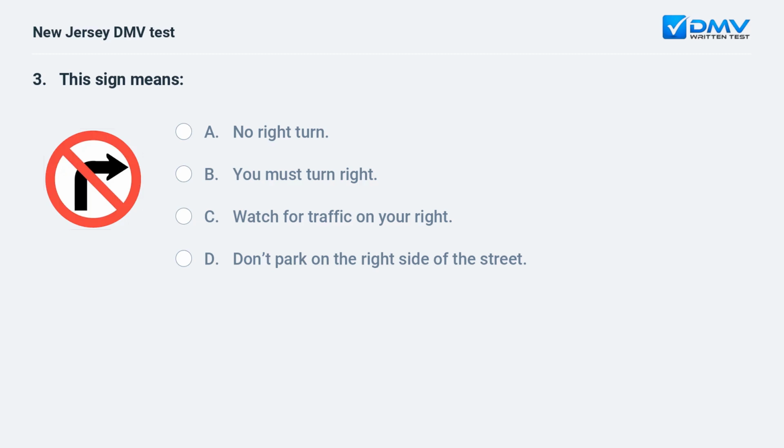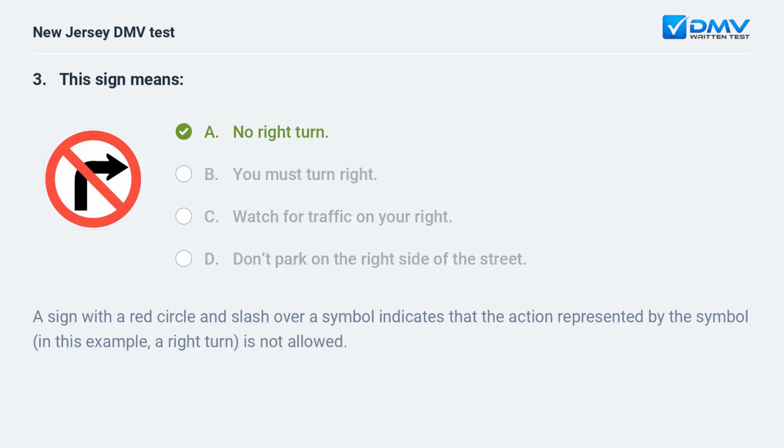This sign means A. No right turn. B. You must turn right. C. Watch for traffic on your right. D. Don't park on the right side of the street. A. No right turn. A sign with a red circle and slash over a symbol indicates that the action represented by the symbol, in this example, a right turn, is not allowed.